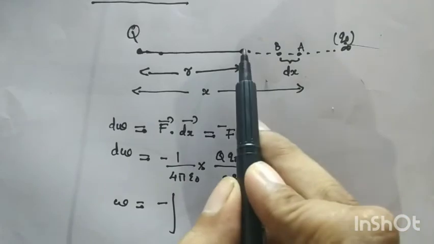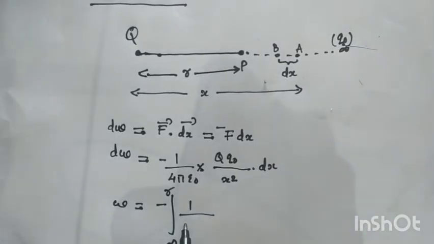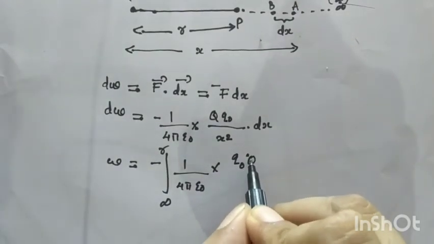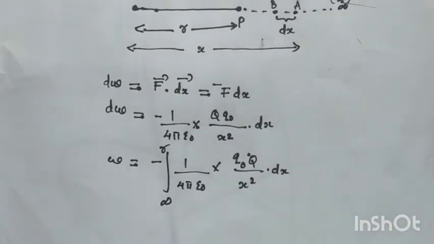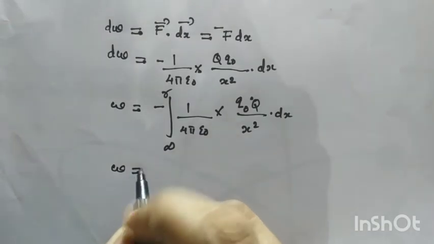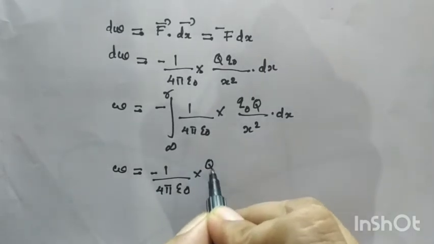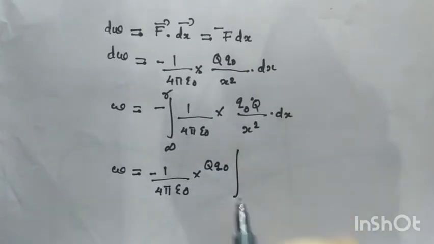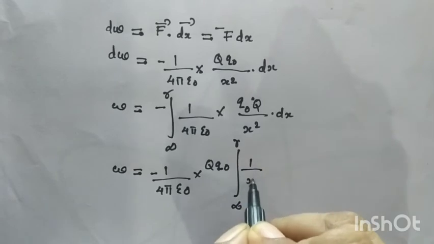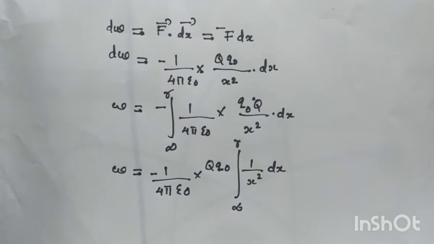Now integrating the expression, W is equal to minus the integral. We need to bring the charge from infinity to P, which is at a distance R from Q. Therefore the limits are infinity to R: minus 1 by 4 pi epsilon 0 Q Q0 times the integral of 1 by x square dx, taking all the other terms outside the integration. 1 by x square can be written by taking x square to the numerator, so that will be x raised to minus 2 dx.